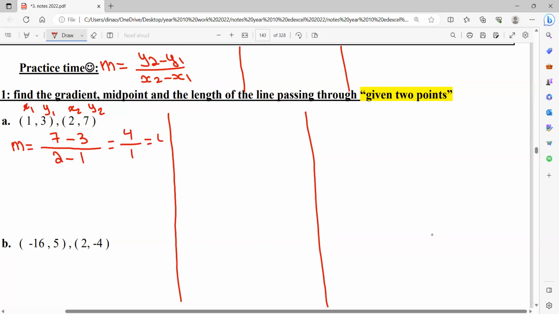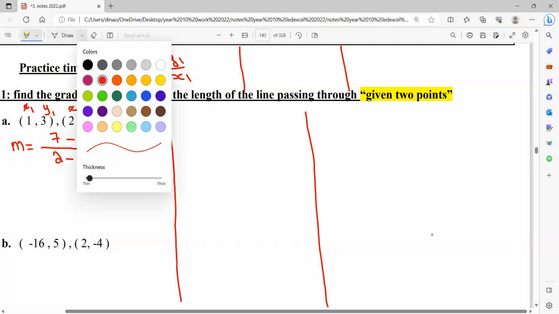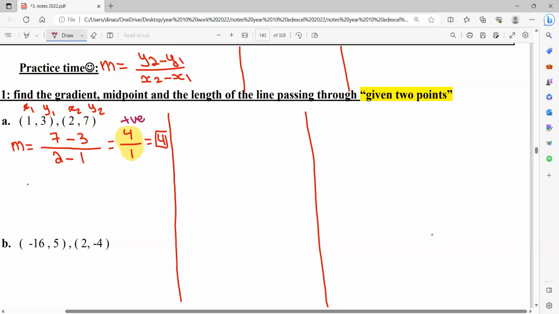Of course this as well could be written as 4. But I want to focus on this part because it matters a lot to me that you understand what gradient 4 over 1 means. Since the gradient is positive, this means that the line is going up like this. So what does gradient 4 over 1 mean? If I'm standing at a point and want to go to the other point, I will go 4 steps up and then 1 step to the right. So there goes your line.